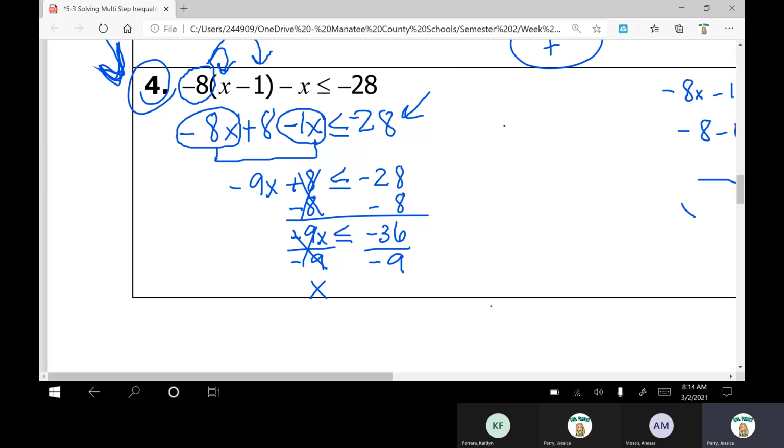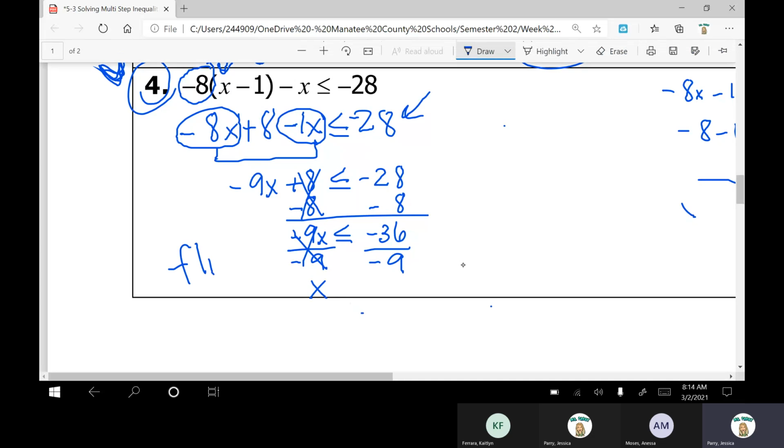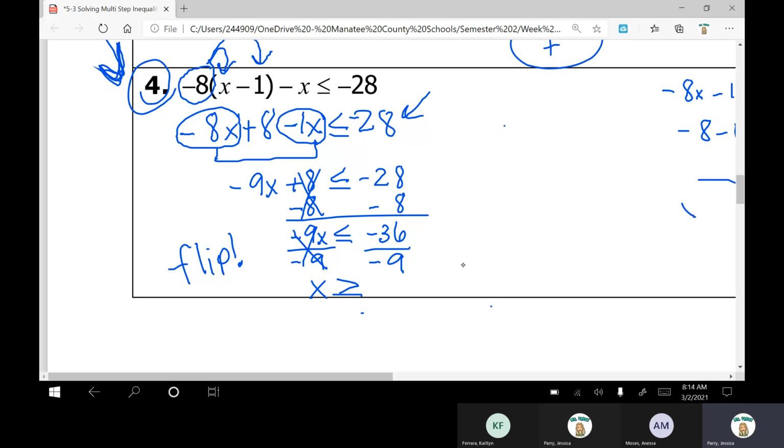In your golden rule, remember to flip your sign if you multiply or divide by a negative number. Should I flip my sign here? Yes, we should. So I'm going to write flip to help me see it really easy. Flip my sign so it's facing the other way. Then finish your division. We've got negative 36 divided by negative 9. Negative divided by negative is positive. 36 divided by 9 is 4. So there's our final answer. X is greater than or equal to 4.